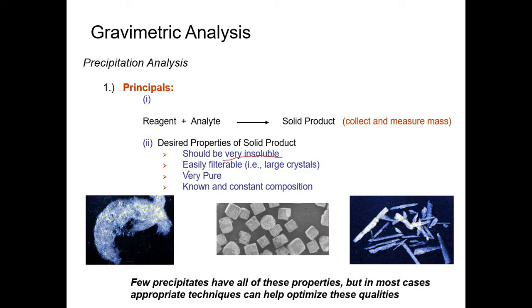Okay, and they must be easily filterable, which means that large crystals are preferred. And they must be very pure, of course, so you won't get false data. And the composition of your product must be known and it must be constant. Okay? So, very few precipitates have all of these properties, but in most cases, appropriate techniques can help optimize these qualities. Okay, so that is why gravimetric analysis requires skill.